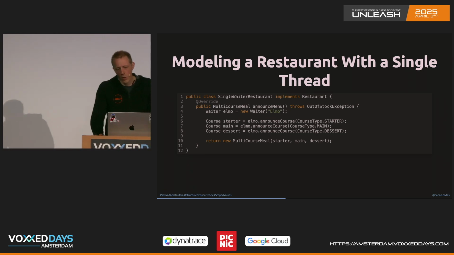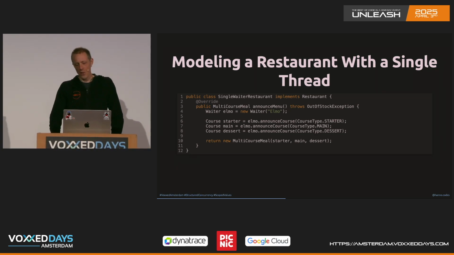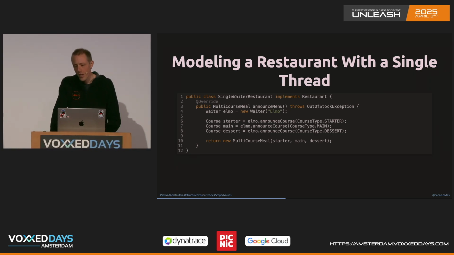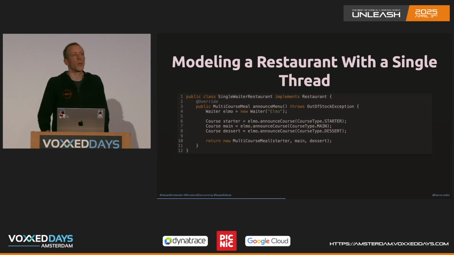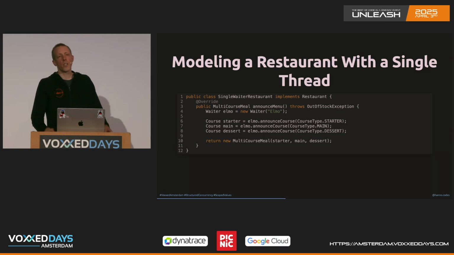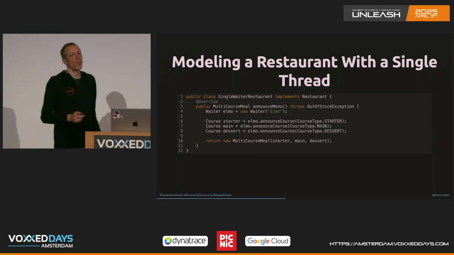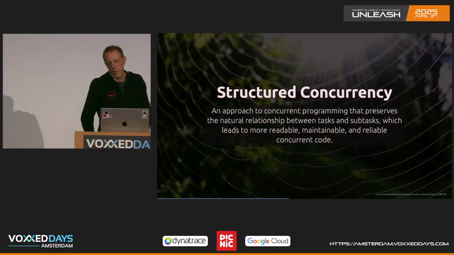Because in this case, our waiter is Elmo. The poor guy has to do all the waiting in the single thread example, and he'll be very busy. But he will announce the courses in exactly the right order. And if the first one fails, he will not even think of starting on the second or third one. So we're looking for a way to achieve this behavior, but with multiple threads. And that is where structured concurrency comes in.